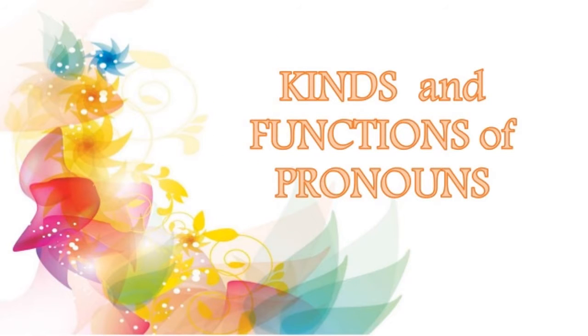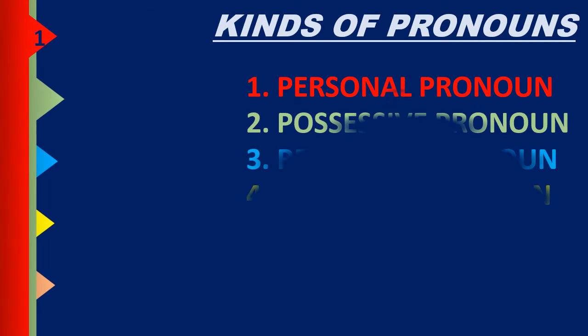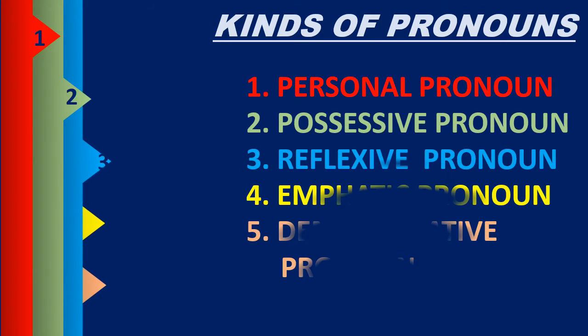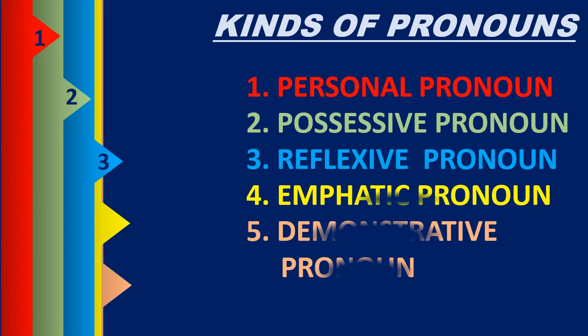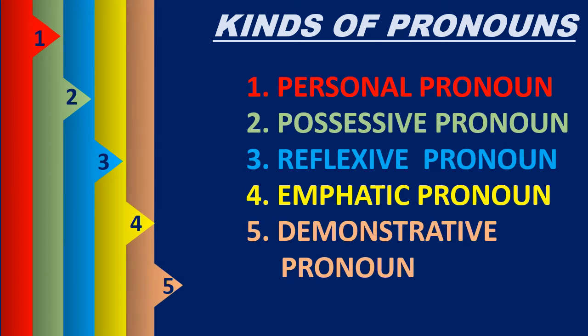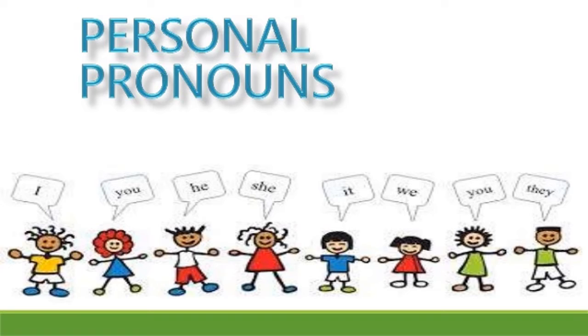Now we will know about the kinds and functions of pronouns. So in total there are 10 kinds of pronouns, but in this video, part 1, we will go through only 5 kinds. The first one, personal pronoun. Second, possessive pronoun. Third, reflexive pronoun. Fourth, emphatic pronoun. And the fifth, demonstrative pronoun. At first we have personal pronouns like I, you, he, she, it, we, you, they. So let's know about these personal pronouns.